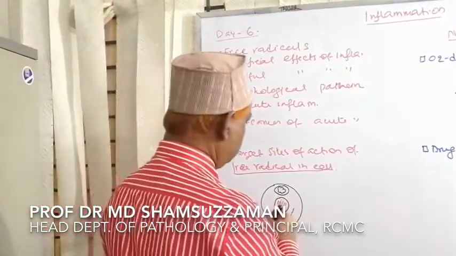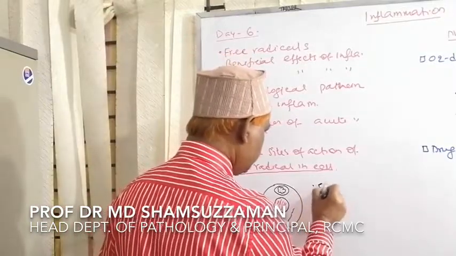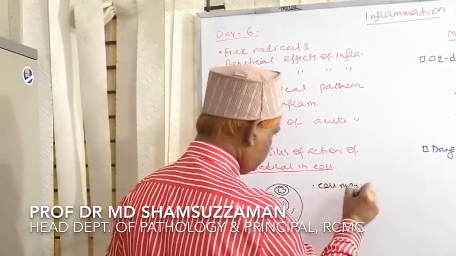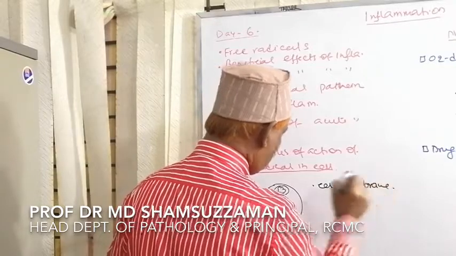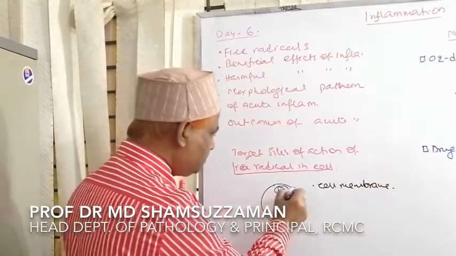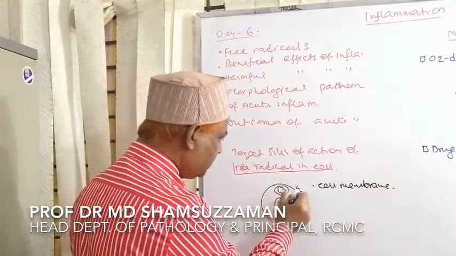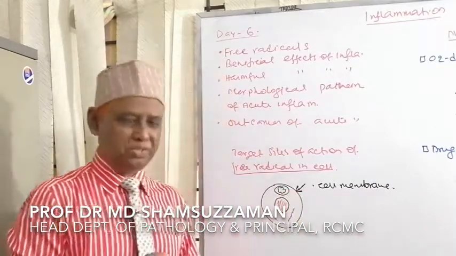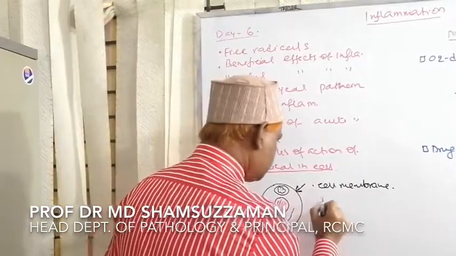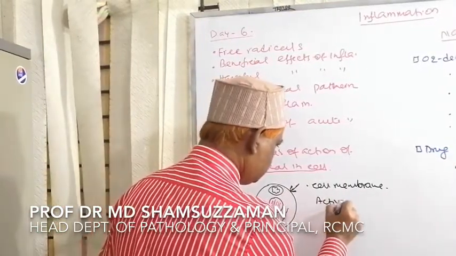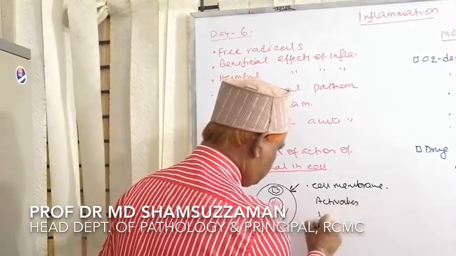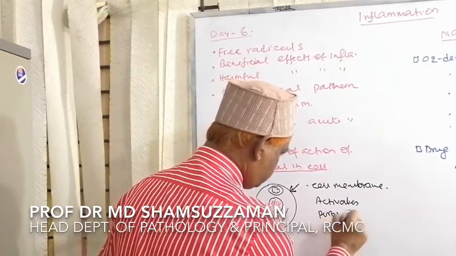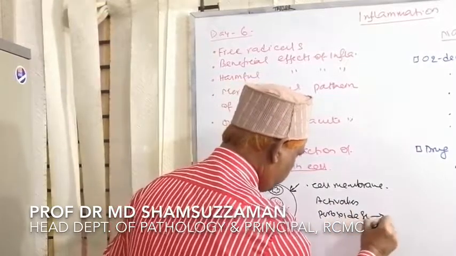Number 1, cell membrane. What it does in the cell membrane, the free radicals act upon the cell membrane. Here the free radicals activate the peroxidase enzyme. Activates peroxidase. Then what happens?